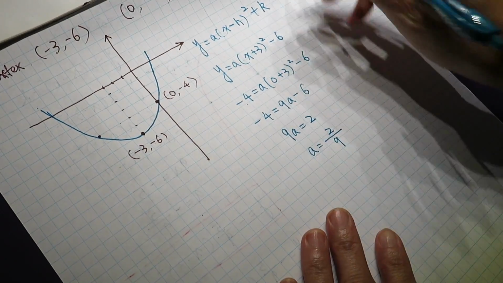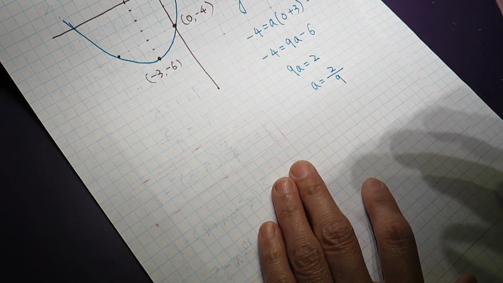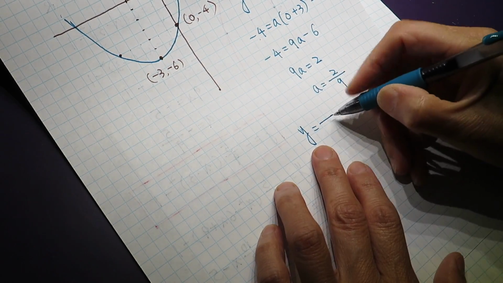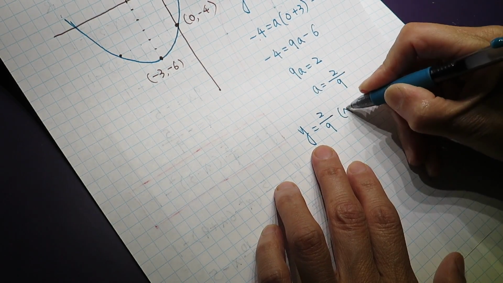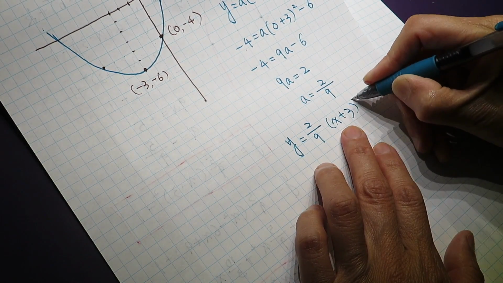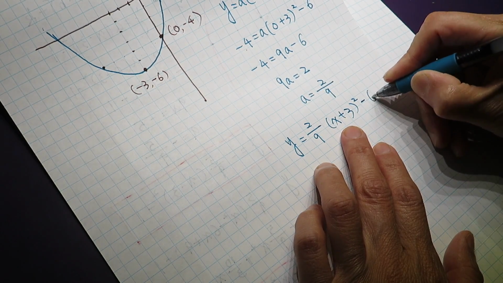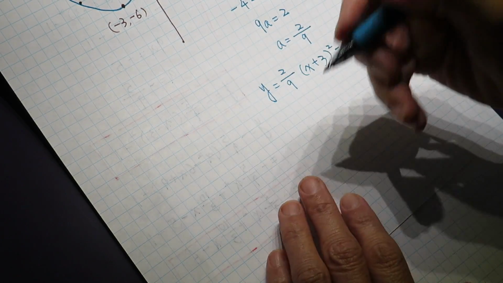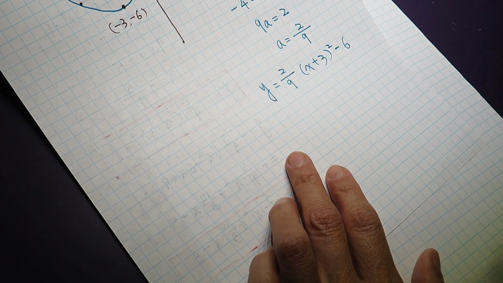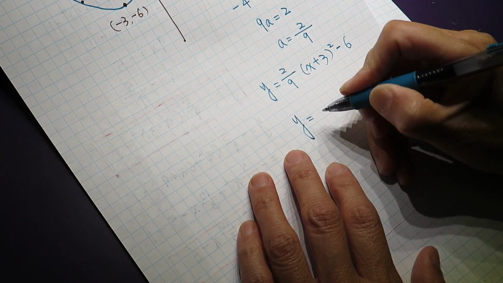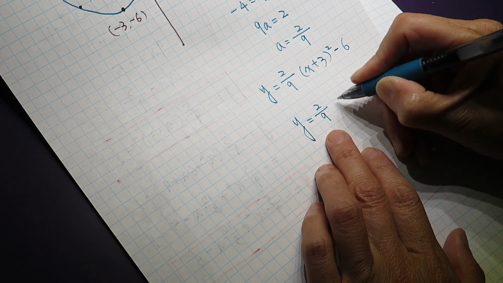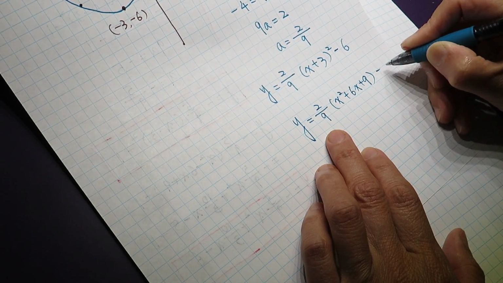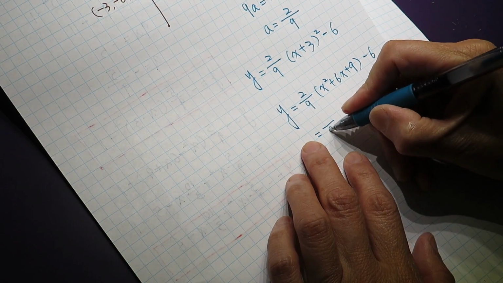So we plug it back in, become vertex form. Y equal 2 over 9 times (x plus 3) square minus 6. So this is vertex form. Now we open it up and make it into standard form. Y equal 2/9 times (x square plus 6x plus 9) minus 6.